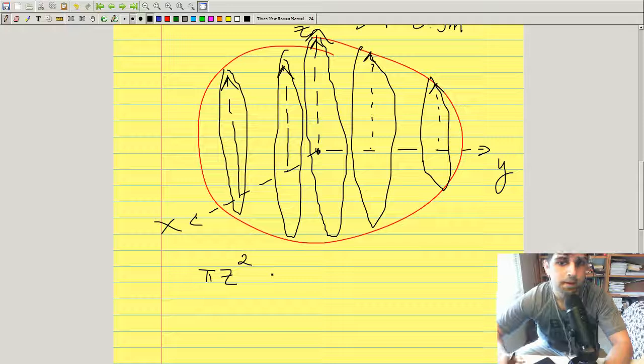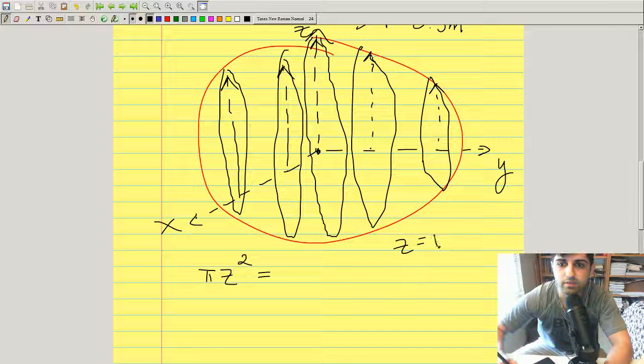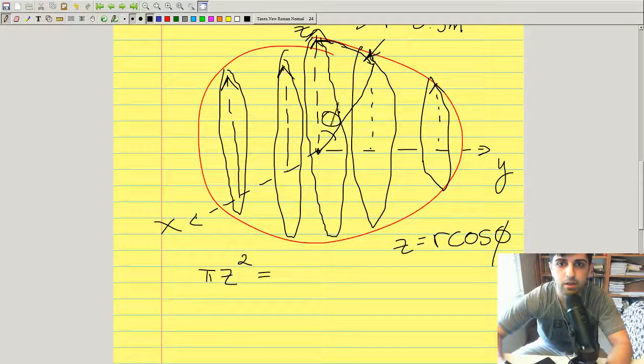But if we're talking about a sphere, we're talking about spherical polar coordinates, and what that means is that z in spherical polar coordinates is r times cosine of phi, where phi is the angle. Remember, it's centered. So if I'm looking at this cross-sectional area for this one, phi is the angle from the z-axis all the way to the point of interest. So that's phi.